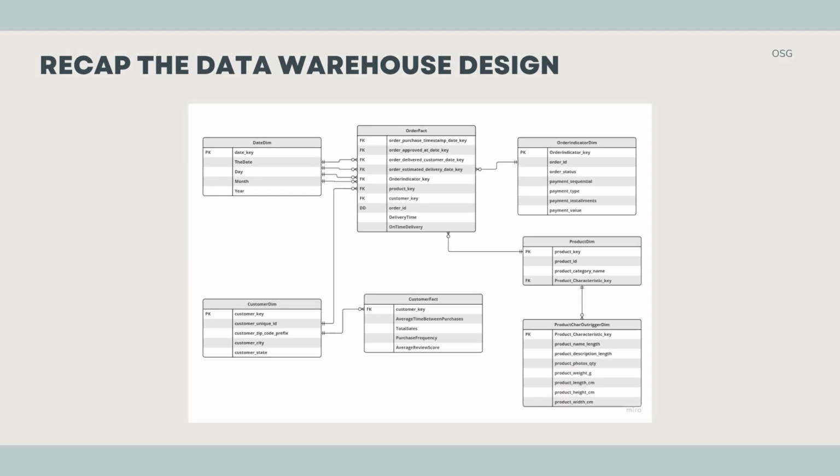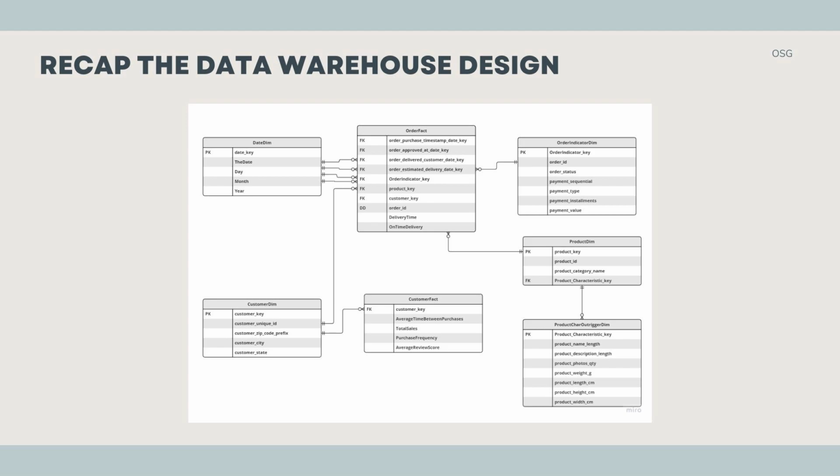Our data warehouse design consists of 2 fact tables, including the order fact, providing the atomic level of one order, and the customer fact, providing the atomic level of one customer. The order fact is mainly for order delivery performance analysis, containing 4 multiple role date keys and foreign keys connecting to the date dimension, order indicator dimension, customer dimension, and product dimension, which has an outrigger dimension as an extension. The table also has delivery time and on-time delivery as the measures.